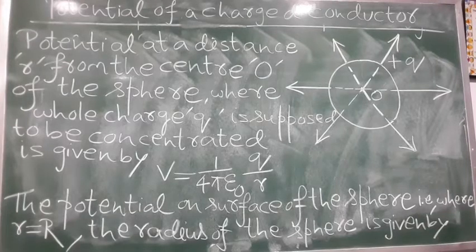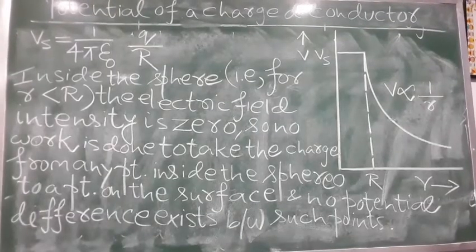So potential at a distance r from the center O of the sphere, where whole charge Q is supposed to be concentrated, is given by V equals 1 by 4 pi epsilon naught Q by r. The potential on the surface of the sphere, that is where small r equals capital R, the radius of the sphere, is given by Vs equals 1 by 4 pi epsilon naught Q by R.